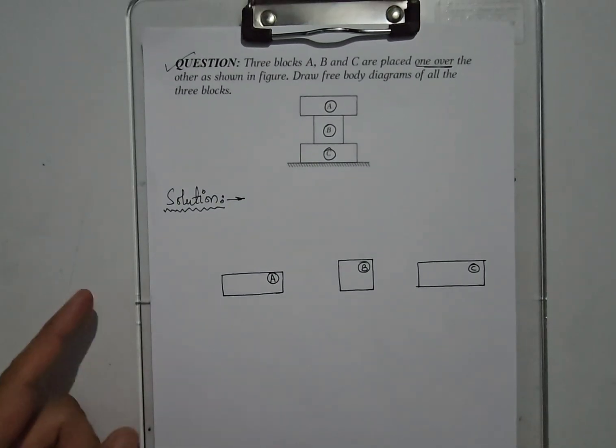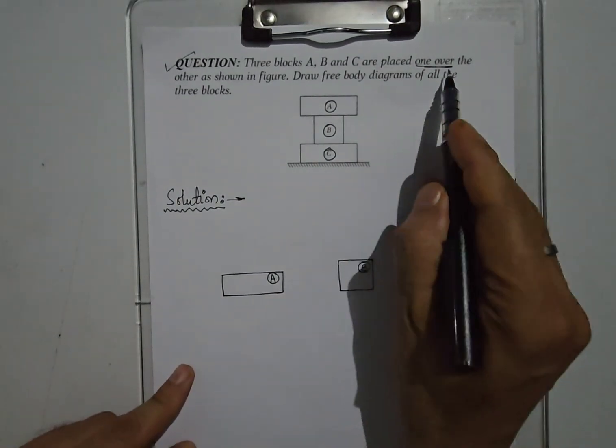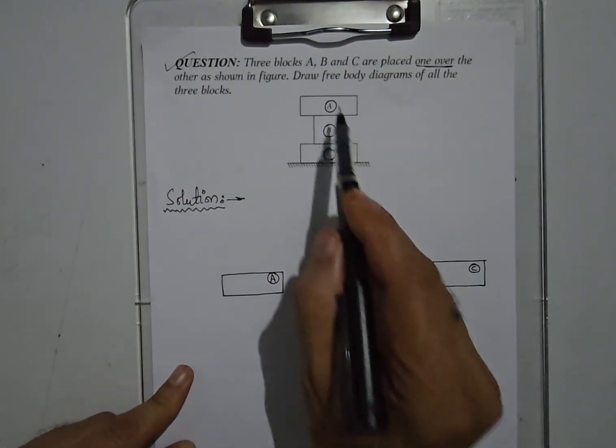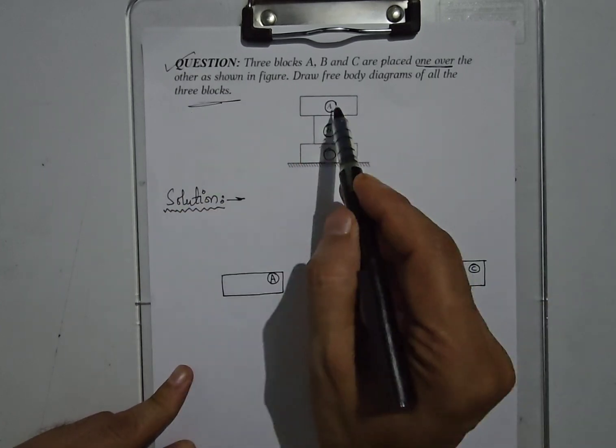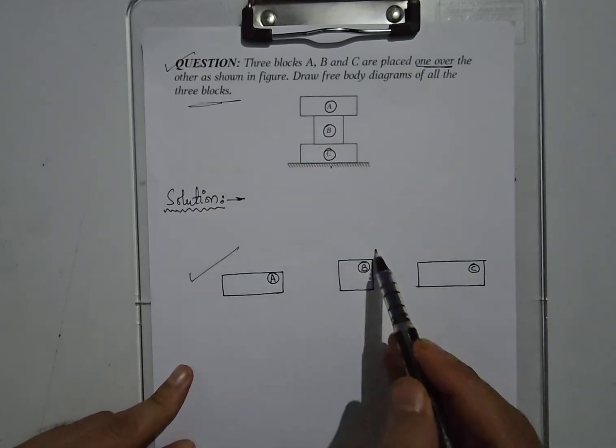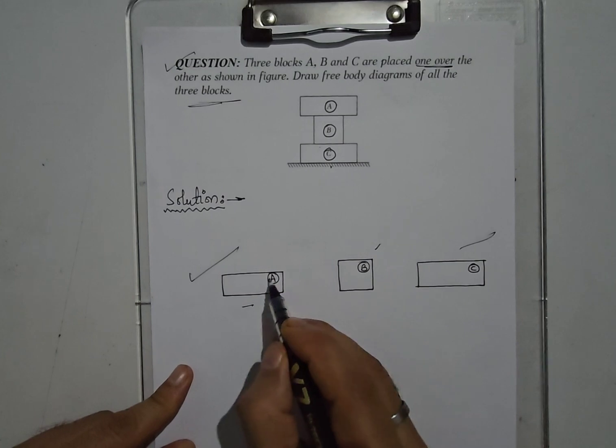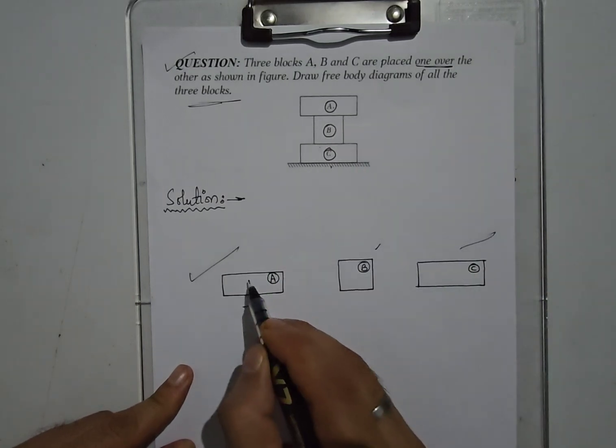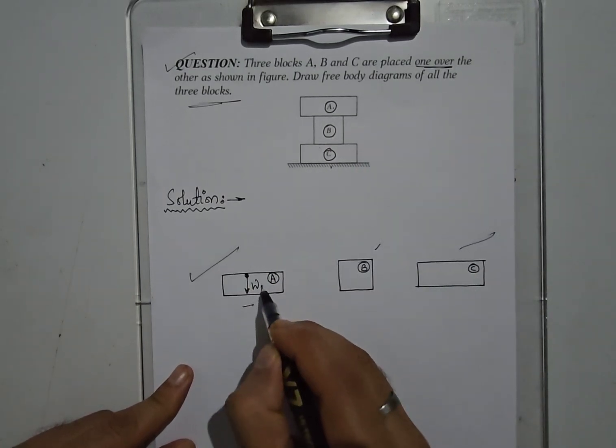Now friends, see the next problem. Three blocks A, B and C are placed one over the other as shown in the figure. Draw the free body diagram of all three blocks. For individual blocks, I'm just drawing the diagram like this. One is this block A. Block A creates a weight of its own, for example this way. This is WA, right?